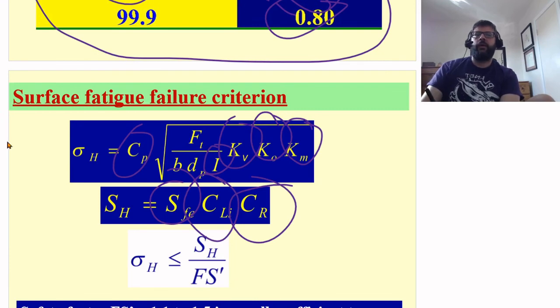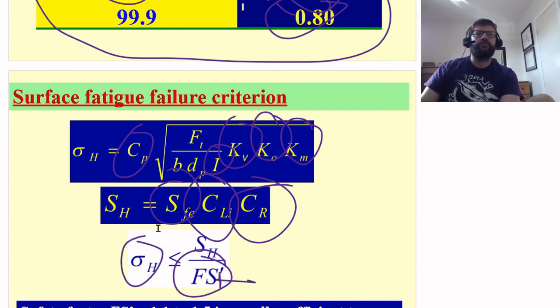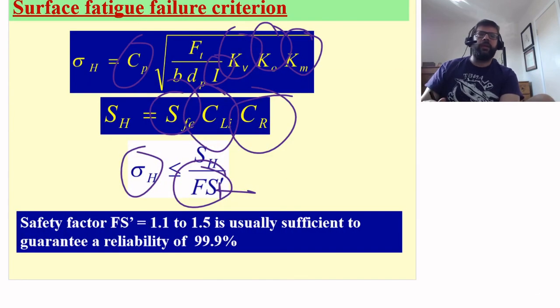And then from there, we can calculate, if we have a mandated safety factor, then we can say, all right, our stress level is lower than our strength level divided by our safety factor, so we're good. Or if we're trying to figure out what our safety factor is, then obviously we'd rejig that calculation. But typically speaking, 1.1 to 1.5 is usually sufficient to guarantee fairly high reliability.